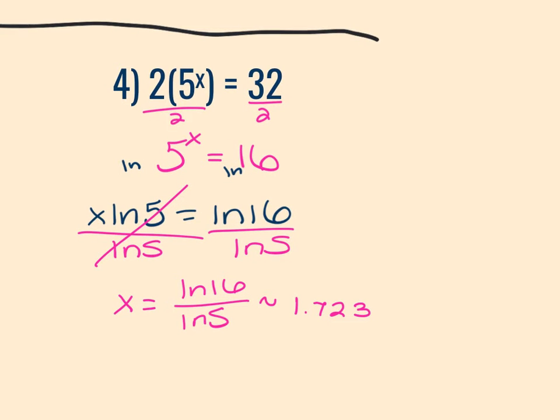All right, so again, we divide both sides by 2 so that just the exponential expression is by itself. Then you want to ln both sides of the equation, and then the x bumps to the front. x times ln of 5 equals ln of 16. Divide both sides by ln of 5, and I get x equals ln of 16 over ln of 5, which approximates to 1.723. We good so far? Yeah?